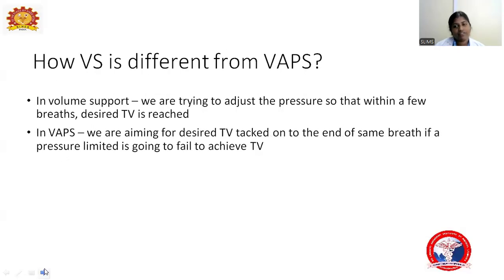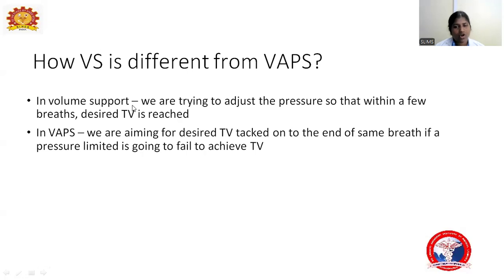How is volume support different from volume assured pressure support? In volume support, we are trying to adjust the pressure so that within a few breaths the desired tidal volume is achieved. But in volume assured pressure support, we are aiming for the desired tidal volume to be tagged on to the end of the same breath if a pressure limited breath is going to fail to achieve the tidal volume.